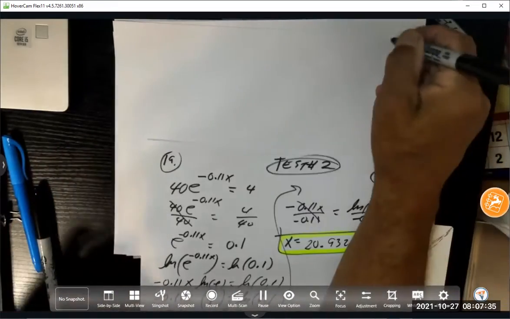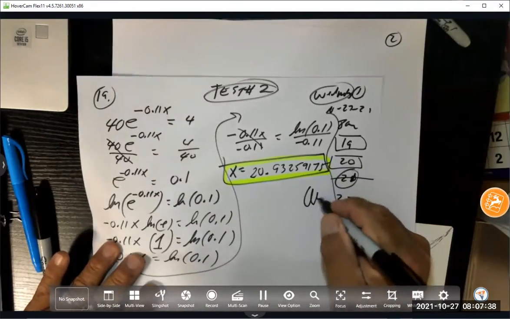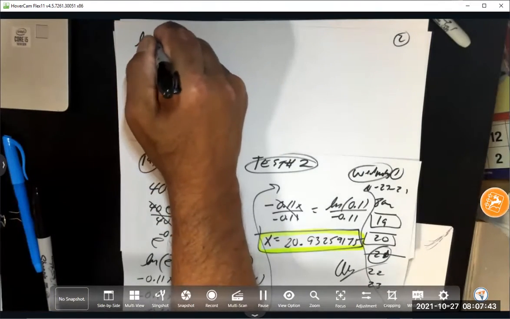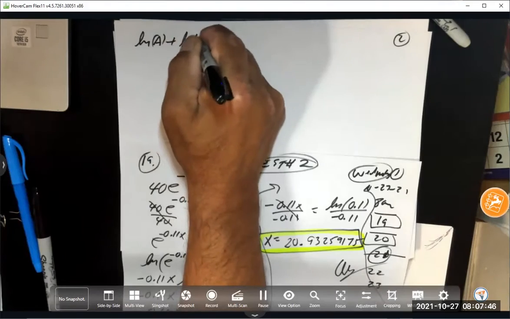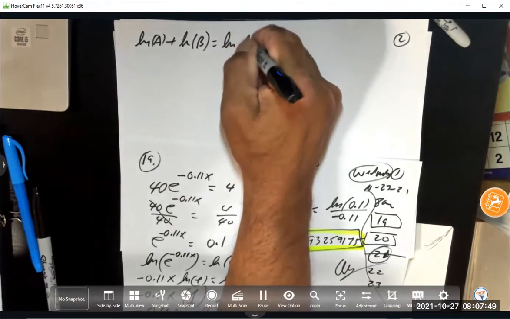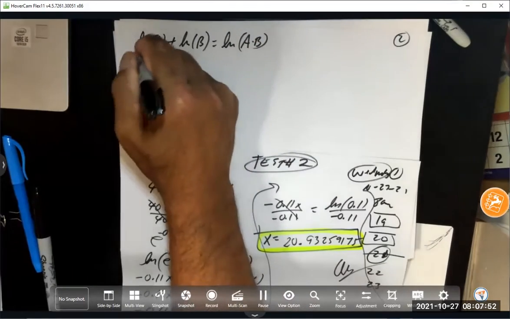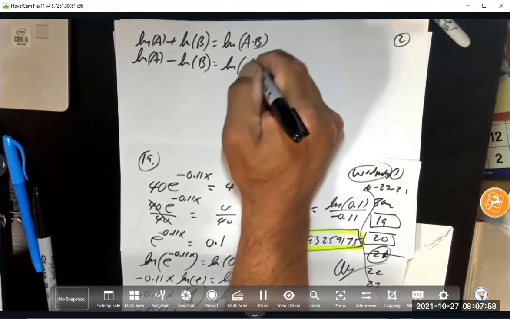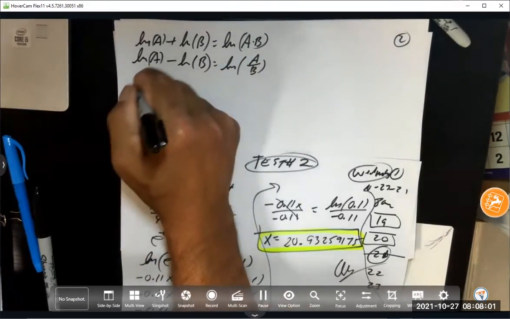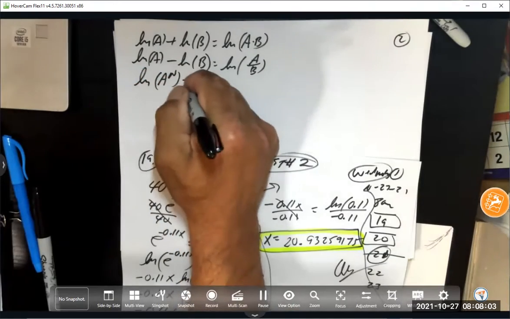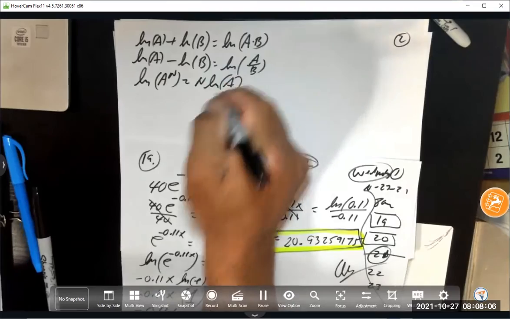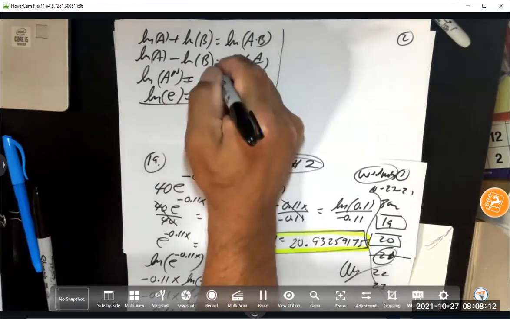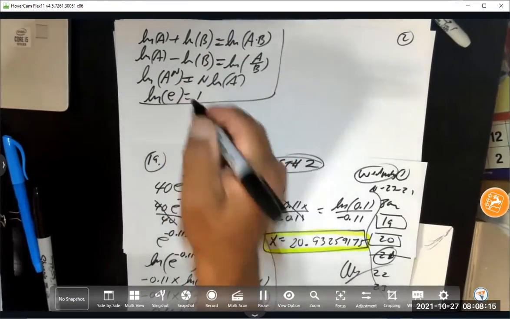All right, so let's do this. I'm gonna put the formula for the log of a plus the log of b converts to the log of multiplication, a times b. The log of a minus the log of b converts to the log of a over b. And the log of a to a power n becomes n times the log of a. And then the last one, the log of e is 1. Okay, so there's my setup. Is everybody okay right there? Those are the formulas we have.